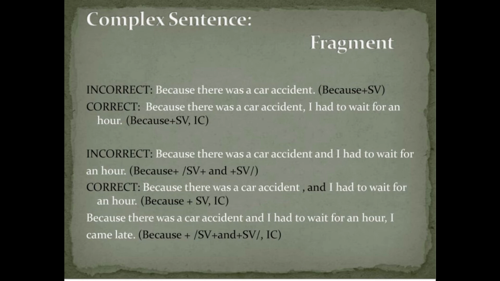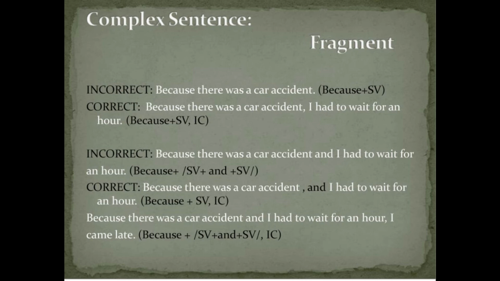Let's look at another example. "Because there was a car accident and I had to wait for an hour" is also incorrect and a fragment because there's only one DC. Even though there is "and", it's still one DC. You have a subordinator "because" and two units of subject and verb connected with "and".